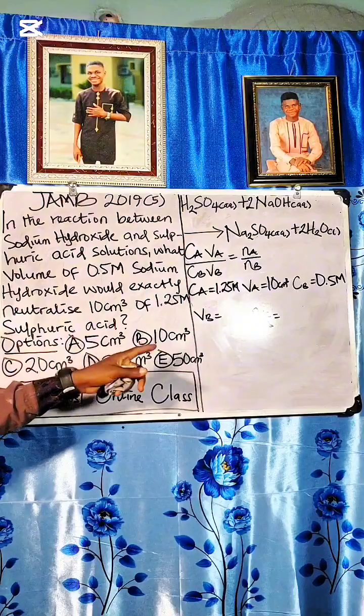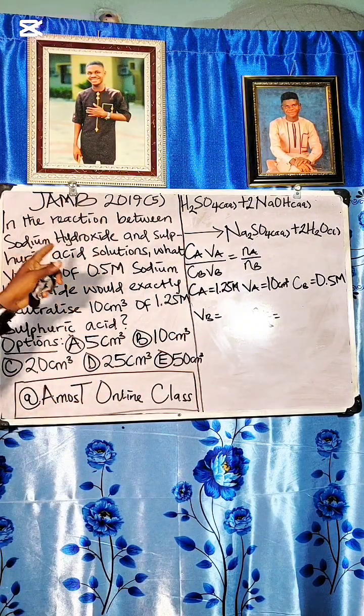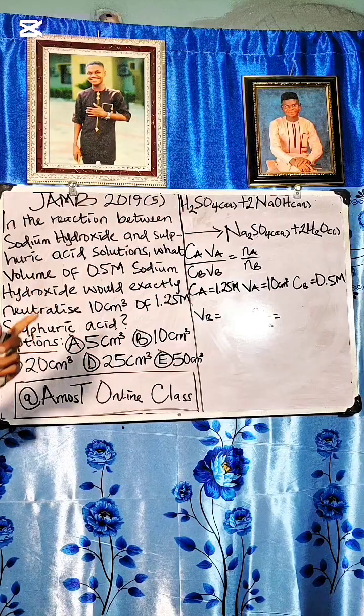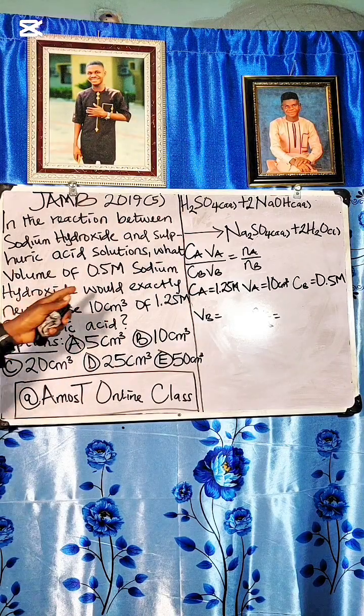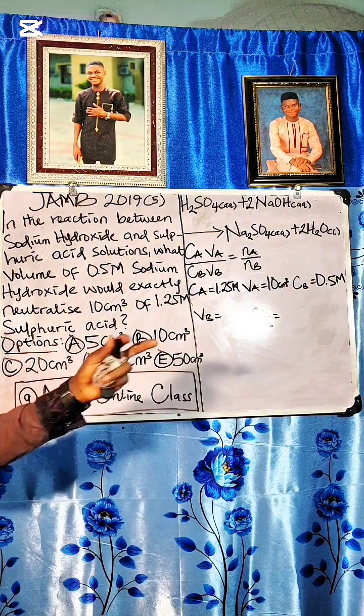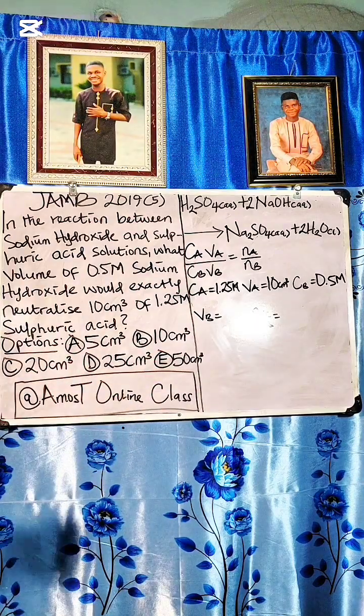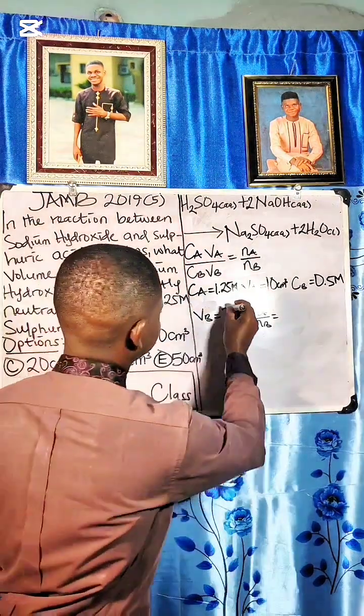And VB is unknown. This is what we're looking for, VB, because the question says, in the reaction between sodium hydroxide and sulfuric acid solution, what volume of 0.5 molar sodium hydroxide? So we're looking for the volume of base that will neutralize 10 cubic cm of 1.25 molar sulfuric acid.